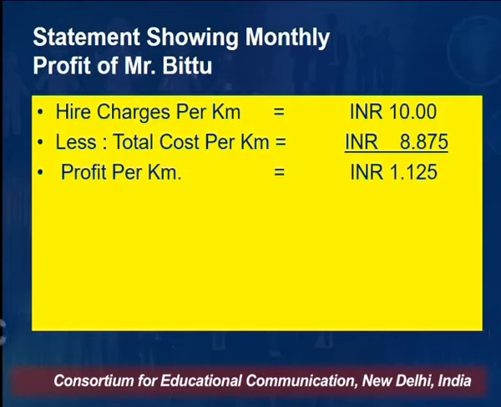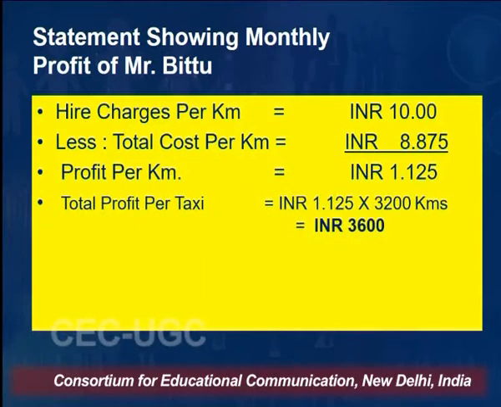So with this calculation, the transporter can calculate the cost per kilometer, and then compare it with the hire charges. Practically speaking, this is the way all transport companies operate. They first calculate their total cost of running per kilometer, and after knowing that, they add their margin and tell you these are their hire charges. So the total profit per taxi comes to be 1.125 into 3,200 kilometers.